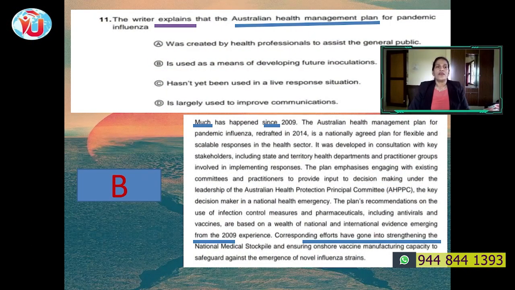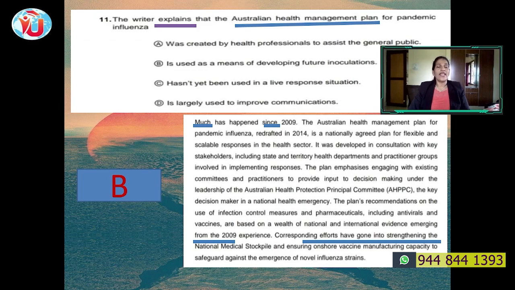11th question. The writer explains that the Australian Health Management Plan for Pandemic Influenza. Don't go to the answer now. Go to the text. The writer explains. Who explains? The writer explains. What? He explains about the Australian Health Management Plan for Pandemic Influenza. So what he explains, you read in the text. Don't go to the answer now.